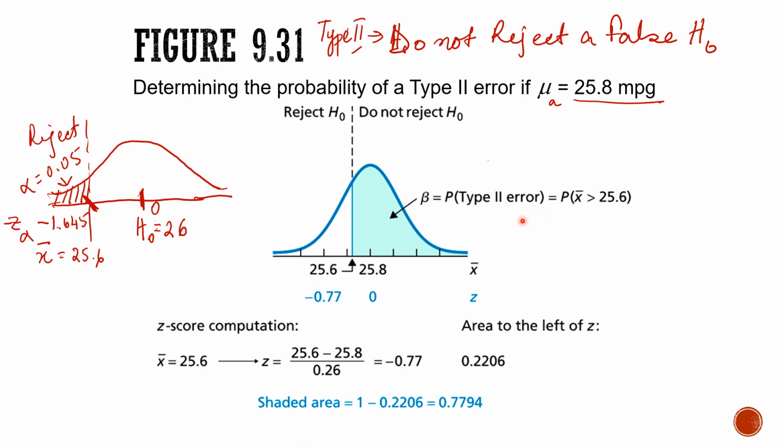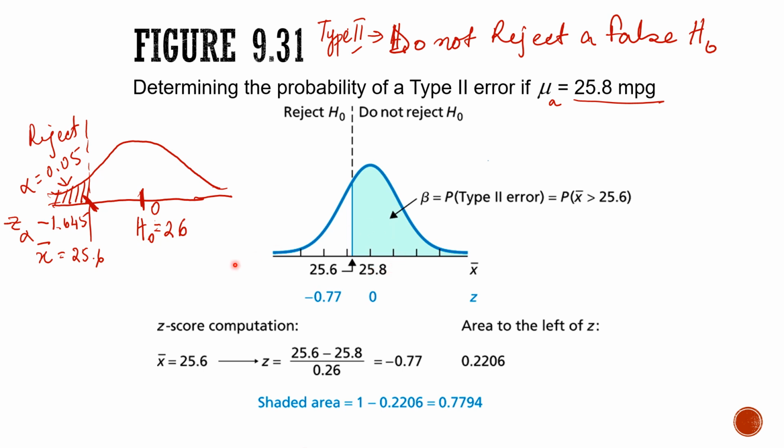Okay, so what we do at this point is we have placed 25.8 at the center, which will be 0 for our z value. We have to find the Z value corresponding to 25.6 x bar. So it'll have a new Z value. It'll not be negative 1.645 any longer, because you see that it's shifted more towards the center. The cutoff has shifted towards the center. It will be a different critical value based on the new mean.